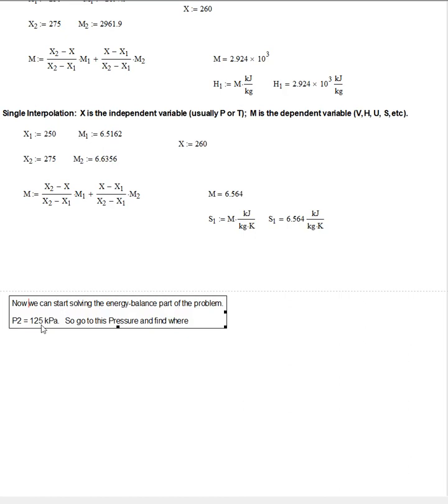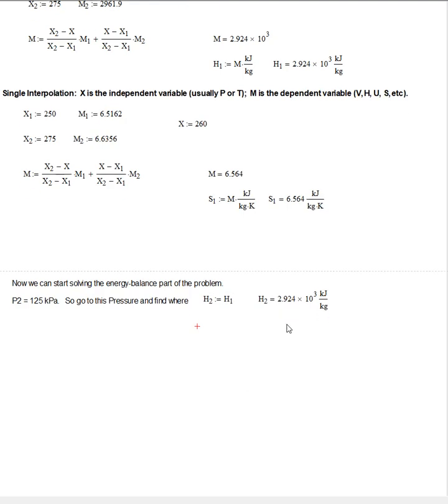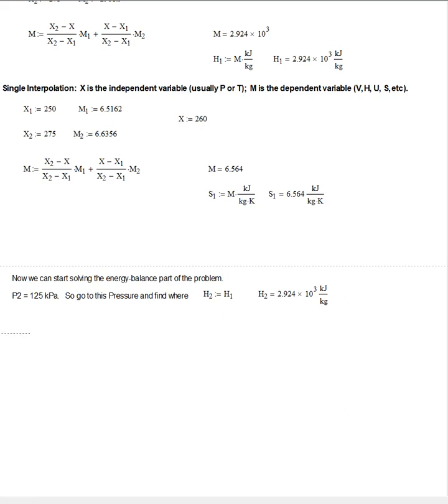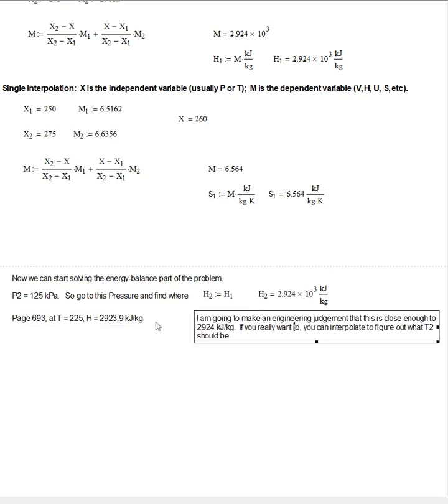So we know that our pressure at the outlet is 125 kilopascals. And so what we need to do then is go to the 125 kilopascal entry in the steam tables, and find where we get an enthalpy value that is equal to H1, 2924 kilojoules per kilogram. And if we go through there, I'll do this a little slowly, you can pause and follow along if you like.